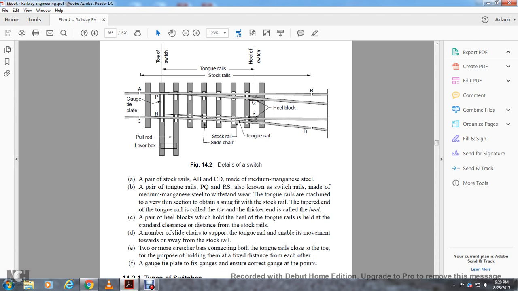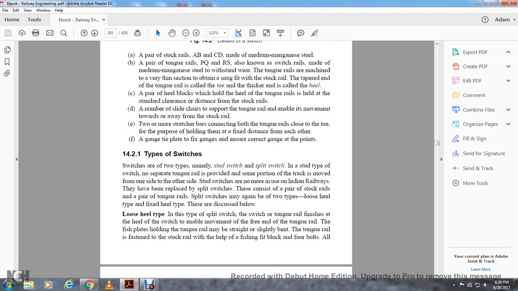The gauge tie plate and fixed gauges ensure the correct gauge of the points. Types of switches. Switches are of two types, namely the stud switch and the split switch. In the stud type of switch, no separate tongue rail is provided; some portion of the track is moved from one side to the other. The stud switch is no longer in use in the Indian Railways. They have been replaced by split switches.